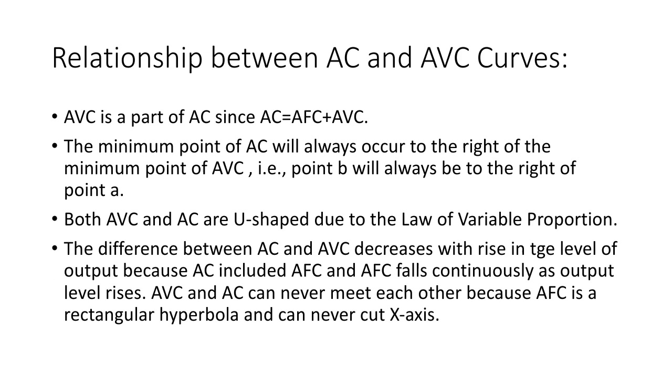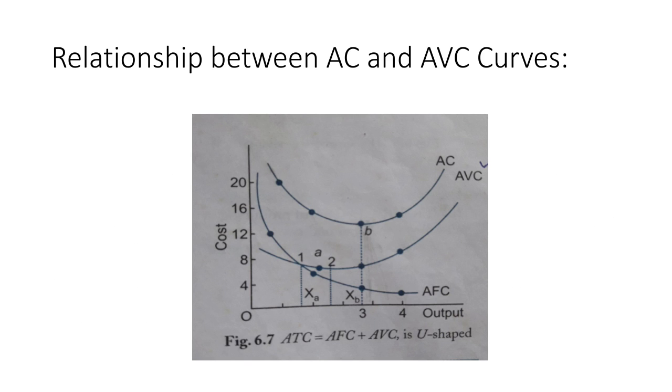I have already explained about it. The difference between AC and AVC decreases with a rise in the level of output, because AC includes AFC, and AFC falls continuously as output level rises. Since AFC falls continuously, the difference between AC and AVC goes on declining. AVC and AC can never meet each other because AFC is a rectangular hyperbola and can never cut the x-axis. You can see the relationship between AC and AVC curves from this diagram.